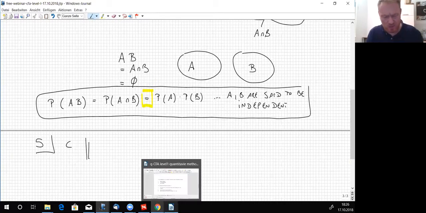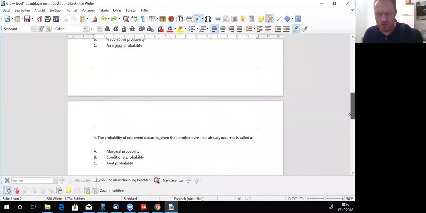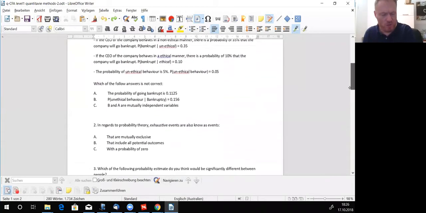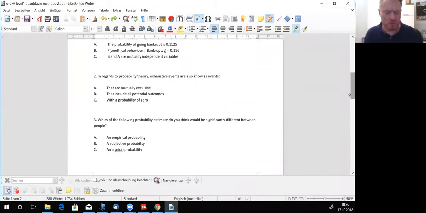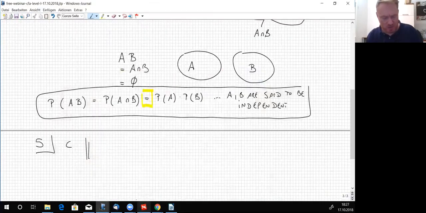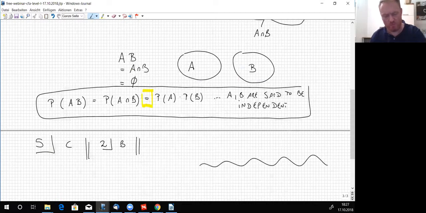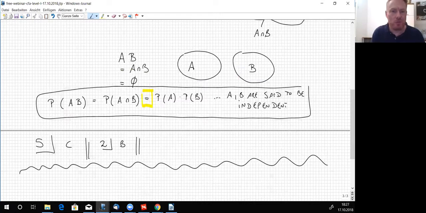And I think we decided already on question 2, didn't we? Question 2, with regards to probability theory, exhaustive events are also known as including all potential outcomes. So 2 is and was B. Great. So if you work your way through all the answers later this webinar, then you will find the answers here.